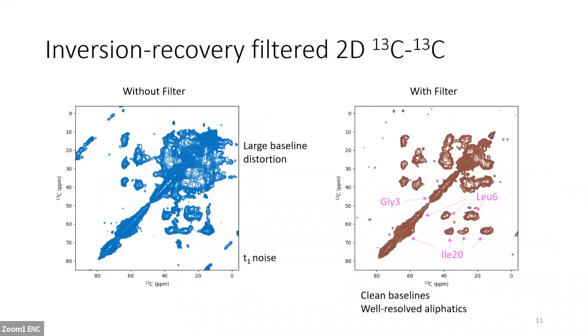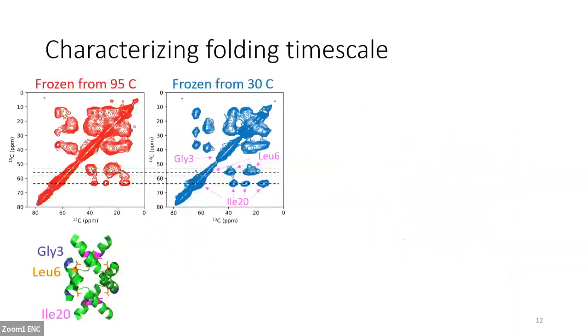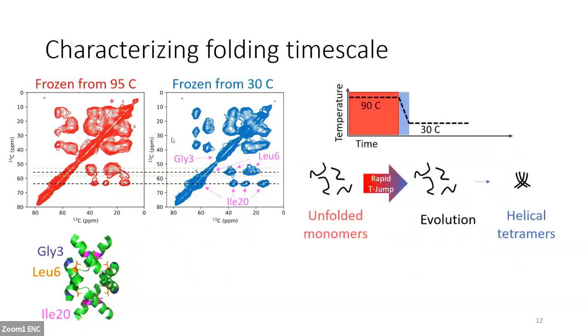So just to show you what that looks like, on the left is a 2D spectrum acquired with DNP without the inversion recovery filter, and on the right is a spectrum acquired with the inversion recovery filter. So the baselines are cleaner, and we remove a significant amount of noise that's present in the indirect dimension with the isopentane signal. So here are carbon-carbon 2D spectra acquired on samples frozen from 95C and frozen from 30C. And we can see, just as in the 1D case, that there's a clear shift in the alpha carbon resonances and an overall line narrowing in the lower temperature spectra.